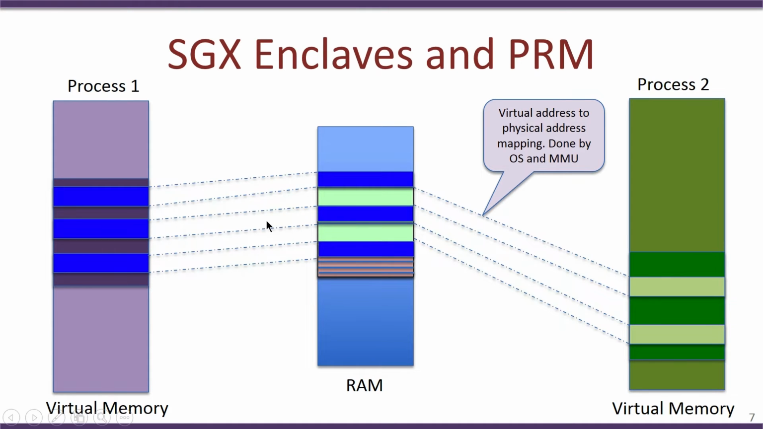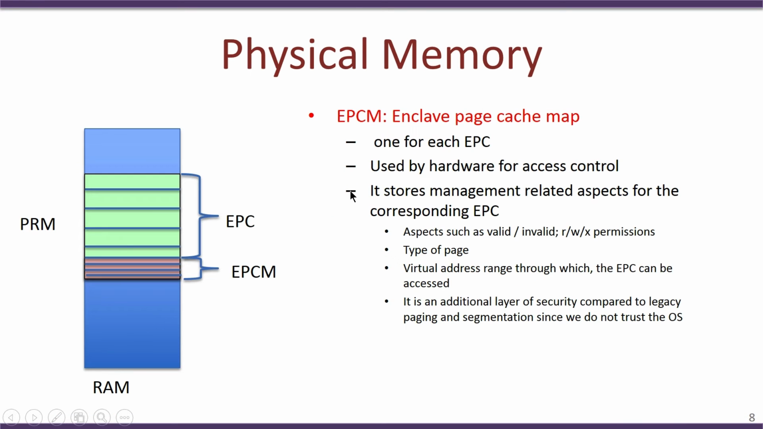So, therefore, you could actually have multiple processes like this, each of them having their own enclaves, but all of these processes would map to the same region within the RAM, that is the PRM region. So, let us look at the EPCM, which is the acronym for Enclave Page Cache Map.